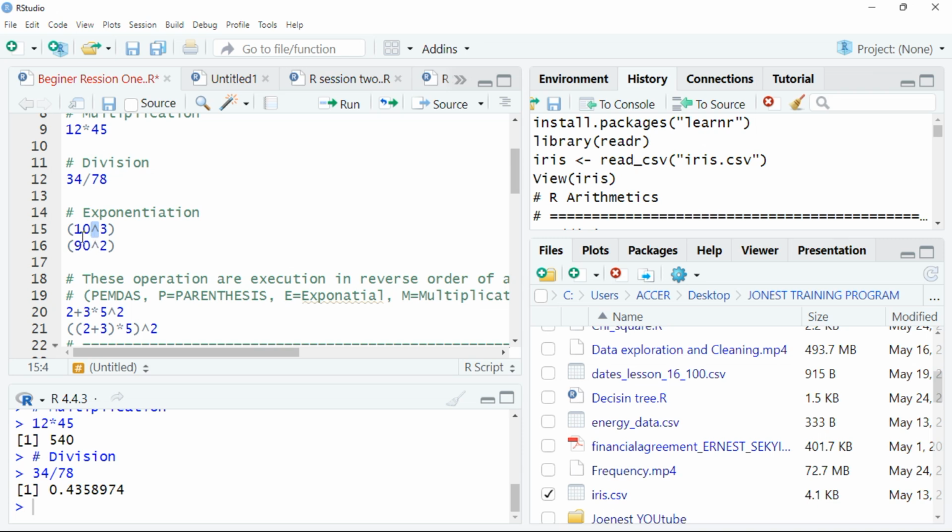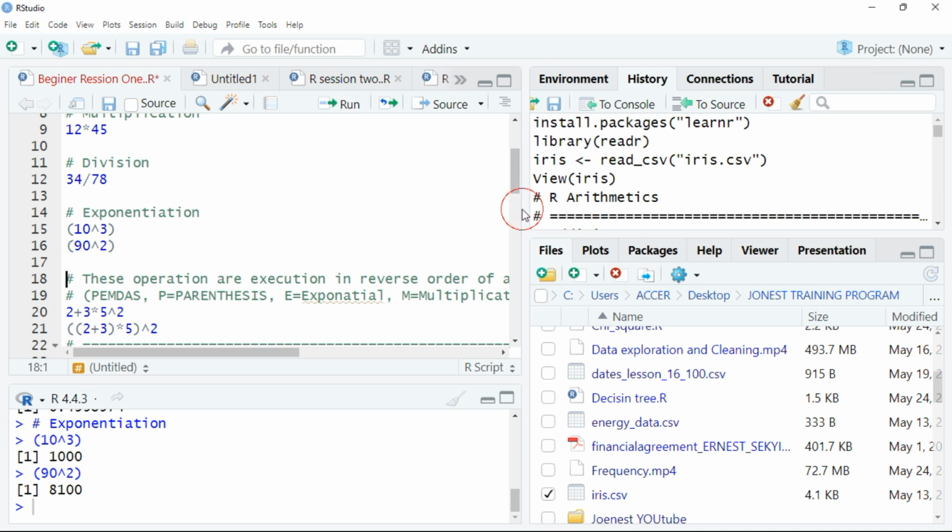So you write the base and use this sign, and then write your exponent, right? So here, this is going to give us an answer of 1000, because you have 10 times 10 times 10, which is 1000. And then we also have 90 raised to the power 2, right? So once you run 90 raised to the power 2, you're also going to get 8,100, right?